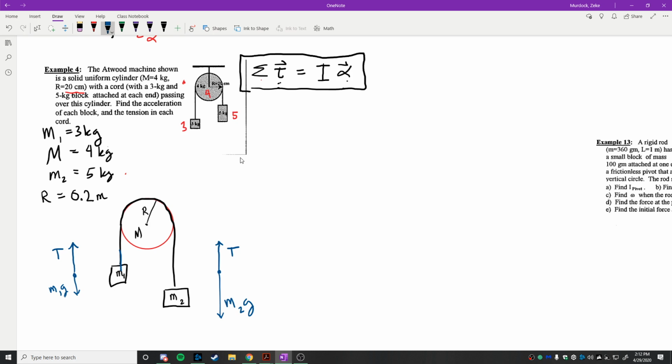We've done problems like this before, right? Why not? We know it's going to accelerate because this is 5 kilograms and 3 kilograms. It's going to have to accelerate in this direction, right? And this one's going to have to accelerate up in this direction. Now, the acceleration should be the same because it's just one cord, as long as the cord isn't slipping. But what about the tensions? Could the tensions be the same?